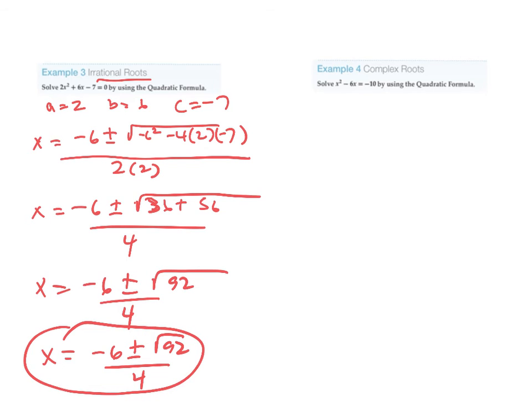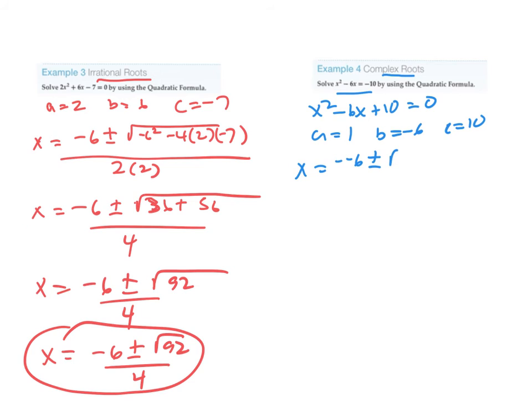All right, our last type is when we have complex roots, which means we're going to get some kind of negative in the radical sign. So let's go through that process. First, this one is not in quadratic form, so I'm going to get it in quadratic form first by adding the 10, so it equals 0. So my a equals 1, my b equals negative 6, and my c equals 10. So x equals the negative of negative 6 plus or minus the square root of negative 6 squared minus 4 times 1 times 10, all over 2 times 1.